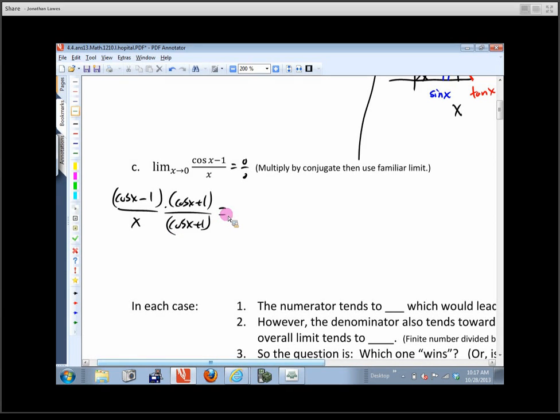Then what I end up with is, let's see, if I distribute that through, the cosine squared of x minus 1 over x times cosine x plus 1. And again, we want to resist the temptation to distribute that through. Does anybody remember what we did with this? Okay. We used the Pythagorean identity and either substitute for cosine squared or substitute for cosine squared minus 1. Either way, you're going to end up with negative sine squared x over x times cosine x plus 1.